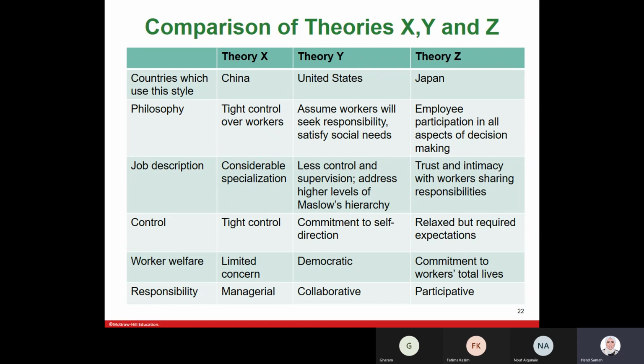It depends on the bylaws. It depends on the society. It depends on the organizational culture. We talked about the organizational culture before. So it depends. This is one theory. This is another theory. This is a third theory.